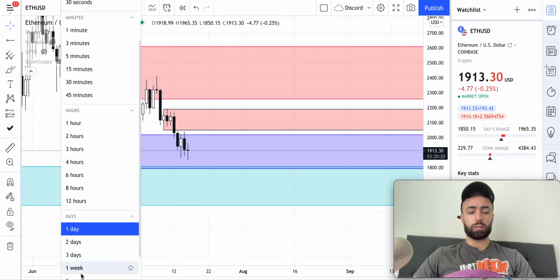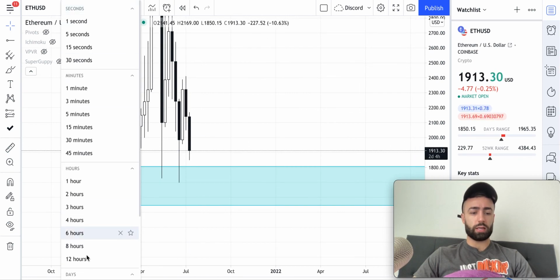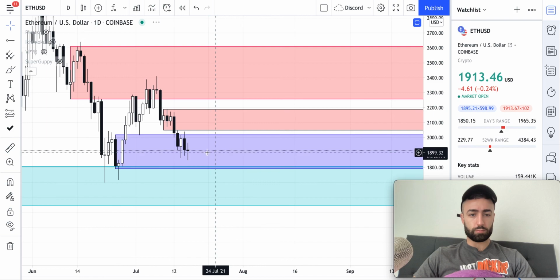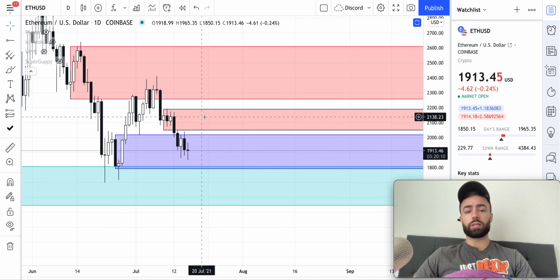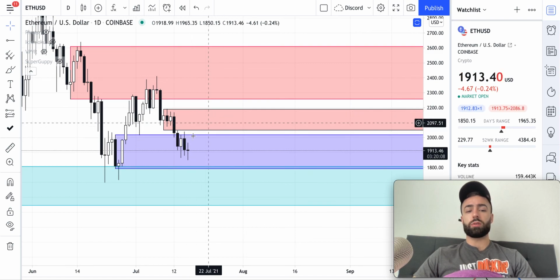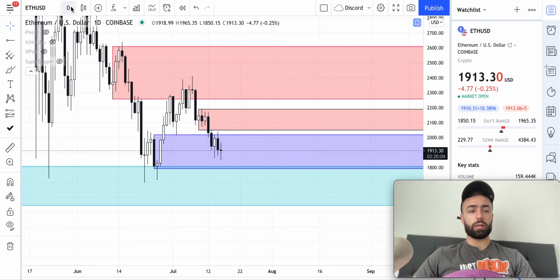daily zone. Actually, let's see. This is at 2169 is the high. Yes, it could. It could still be inside of this zone. So we'll see what we end up getting here in the coming weeks. But right now we're just kind of chopping around on the daily time frame.